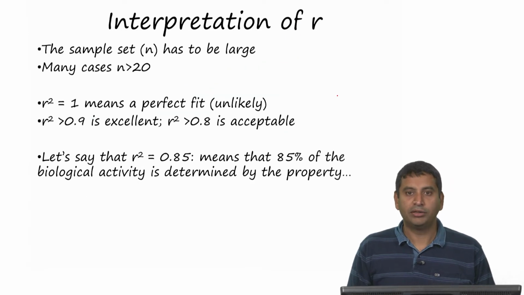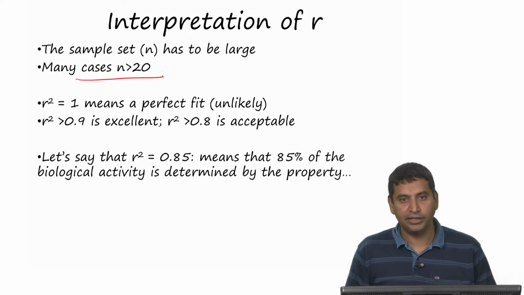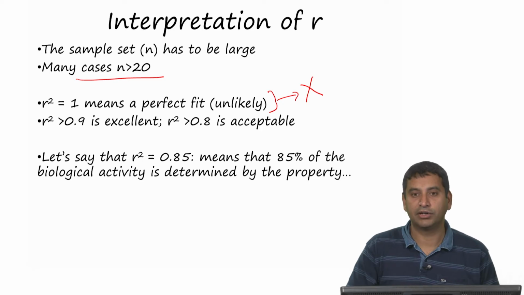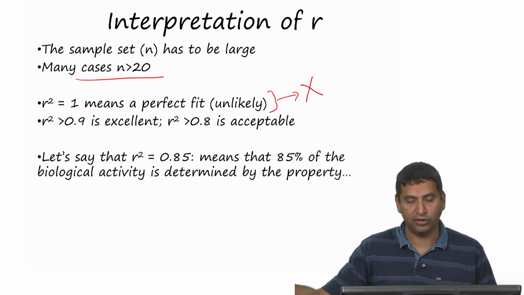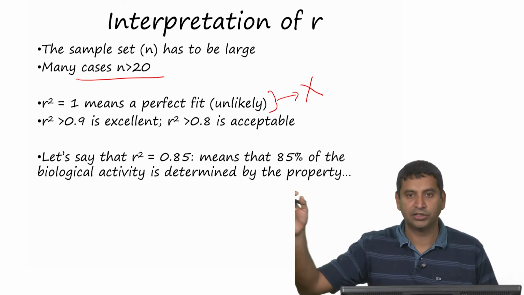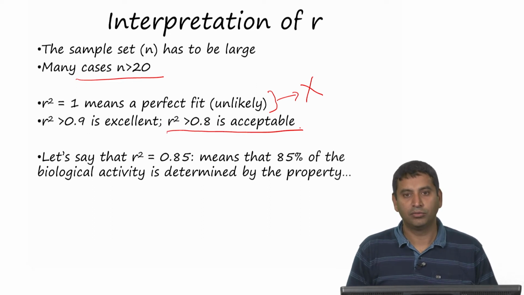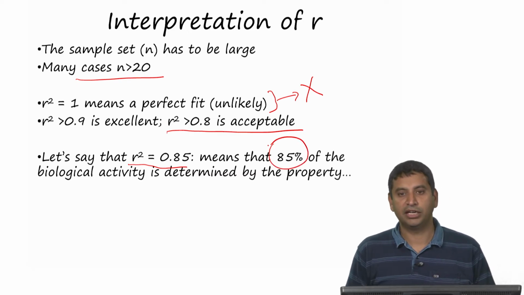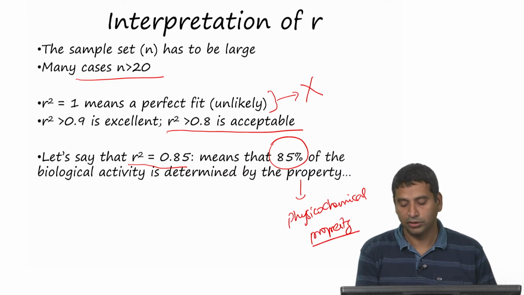And what it means is that if I have a sample set of n, and typically the sample set has to be greater than 20, R square being 1 is highly unlikely. It in fact almost never occurs that you have a straight line between a biological property and a physicochemical property of a drug. So, for example, inhibitory activity versus hydrophobicity, you would almost never get 1, but there are cases where you get R square of greater than 0.8. So, let us say the R square is 0.85 in a particular example. That means that 85% of the biological activity is determined by the physicochemical property of the molecule.